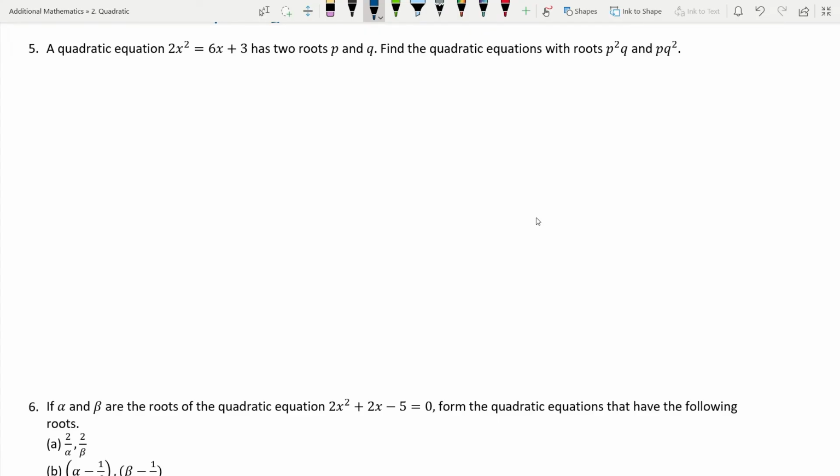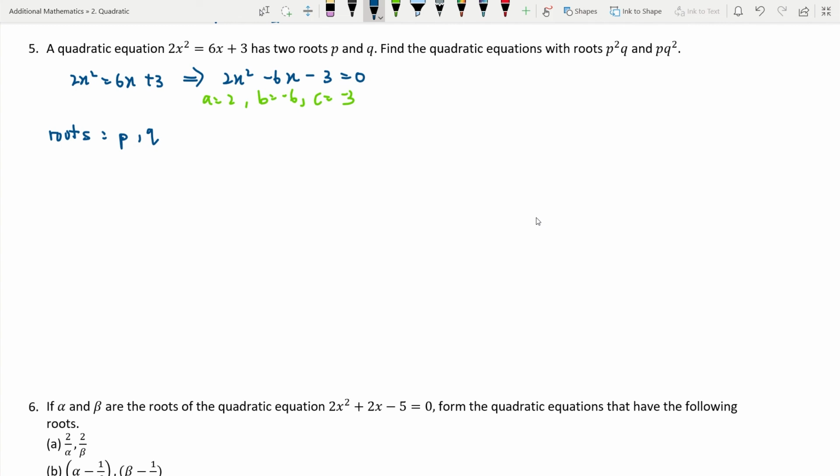Question 5. A quadratic equation 2x squared is equal to 6x plus 3 has two roots p and q. Find the quadratic equation with roots p squared q and pq squared. 2x squared is equal to 6x plus 3. So let's rearrange it into the general form. We have 2x squared minus 6x minus 3 is equal to 0. And our a is equal to 2, b is equal to negative 6, and c is equal to negative 3. We are also given that the roots are p and q.